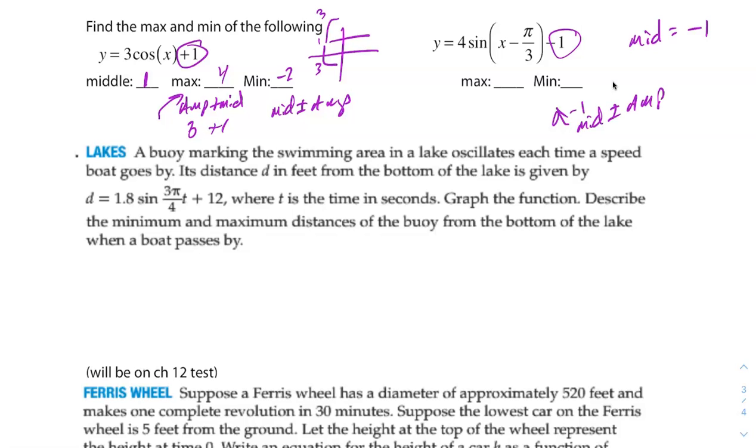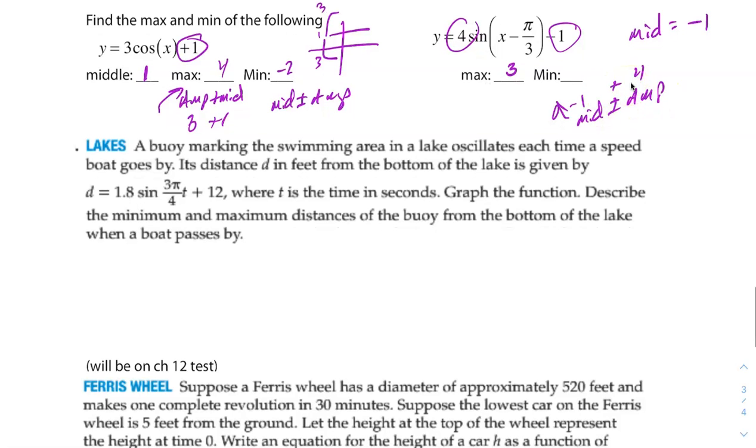So my middle is -1. What's the amp? The amp is 4. So -1 plus 4 would be 3. That would be my max. -1 minus 4 would be -5. That would be my min. So it's always easy to find the max and min on a sine graph. You just go, what's the middle? Add the amp, subtract the amp.